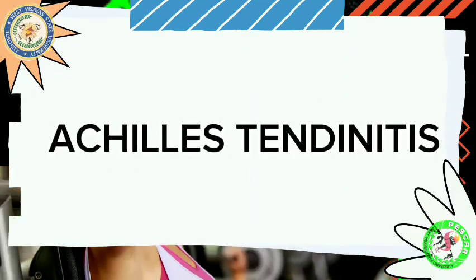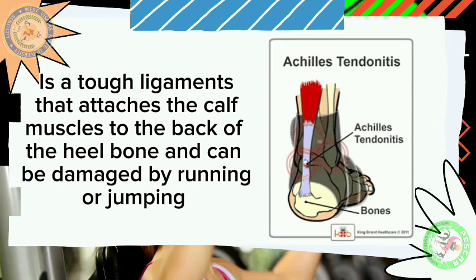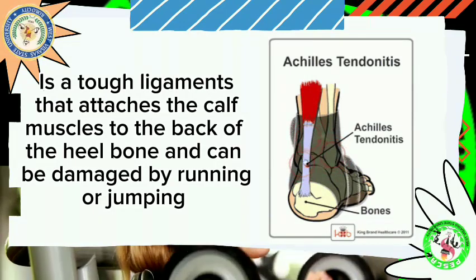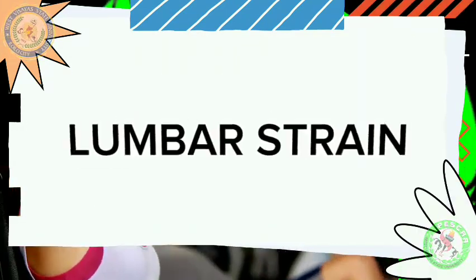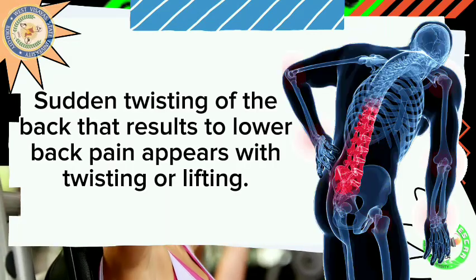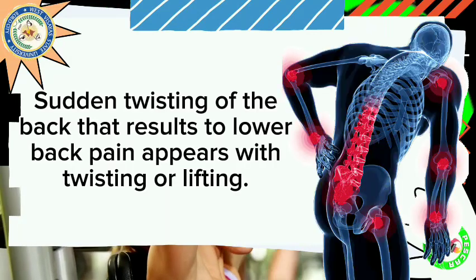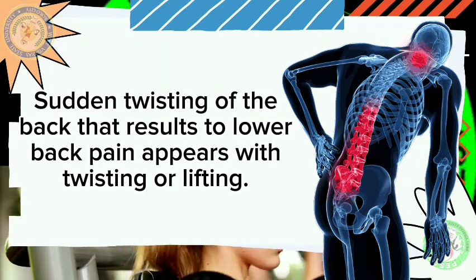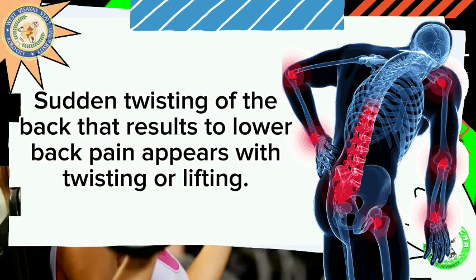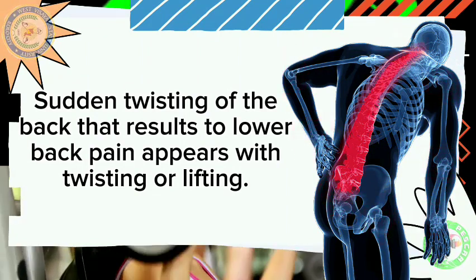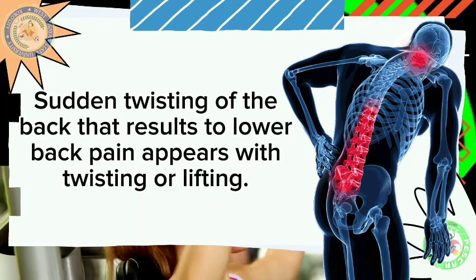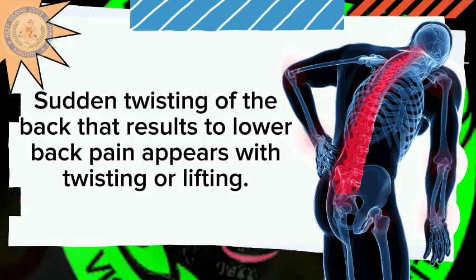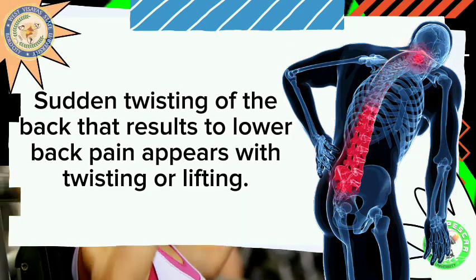Achilles tendonitis is a taut ligament that attaches the calf muscle to the back of the heel bone and can be damaged by running or jumping. Lumbar strain, the standard weightlifter's injury, can also occur in sports that involve sudden twisting of the back, such as golf and baseball. Sudden lower back pain appears with twisting or lifting. It may seem fairly minor for an hour or two, but carrying on the exercise will usually bring a sudden deterioration with extreme pain and back spasms.